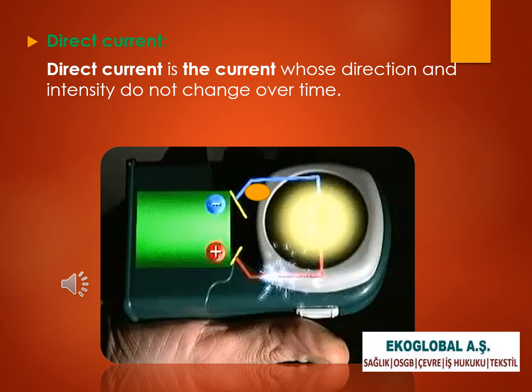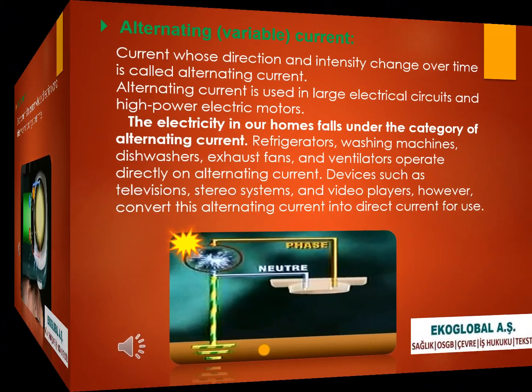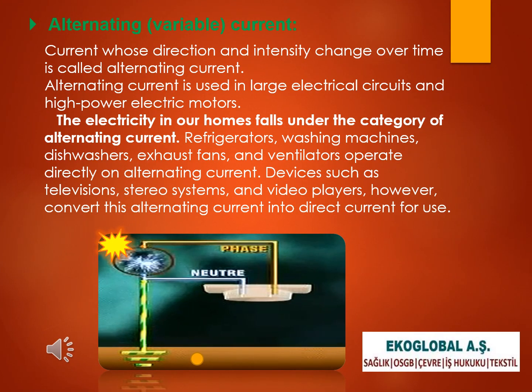Direct current is the current whose direction and intensity do not change over time. Current whose direction and intensity change over time is called alternating current. Alternating current is used in large electrical circuits and high-power electric motors. The electricity in our homes falls under the category of alternating current. Refrigerators, washing machines, dishwashers, exhaust fans, and ventilators operate directly on alternating current. Devices such as televisions, stereo systems, and video players, however, convert this alternating current into direct current for use.